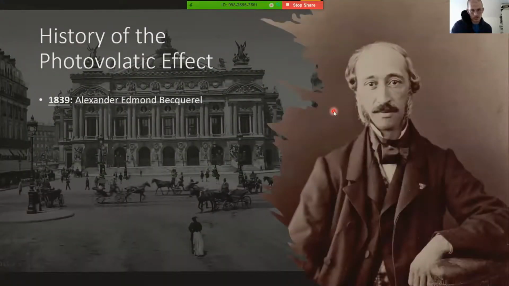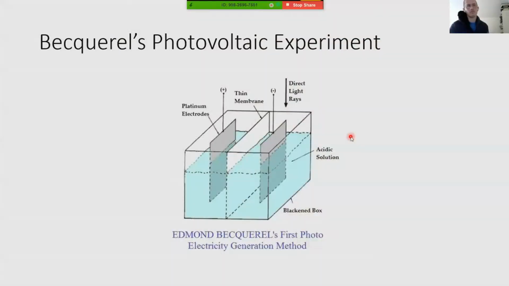Quick history of the photovoltaic effect. This guy here is Edmund Becquerel. In 1839, at age 19, he was credited with discovering the photovoltaic effect. This is a little example of this experiment. The experiment consisted of platinum electrodes, which you can see here. They were coated in silver bromide and suspended in an acidic solution. Exposing these electrodes to sunlight resulted in a current being generated.